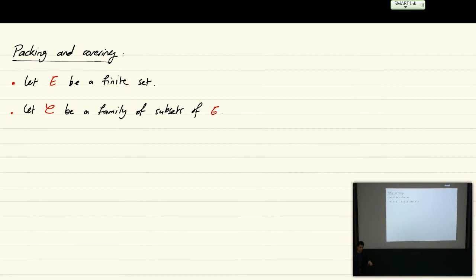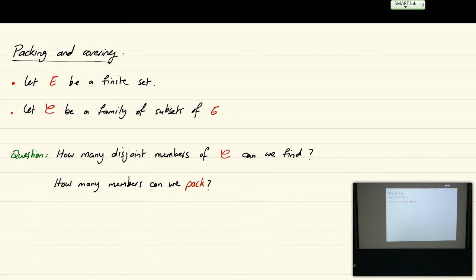For those that were in the session right before now, in the discussion session, they already know what the problem is, but let me recap it for everyone. So you give me a finite set of objects, and then you build a whole bunch of subsets on top of that finite set. So you give me a family of subsets of E, and let's call that curly C. And the big question is, how many disjoint members of C can we find? Or in other words, how many members can we pack?